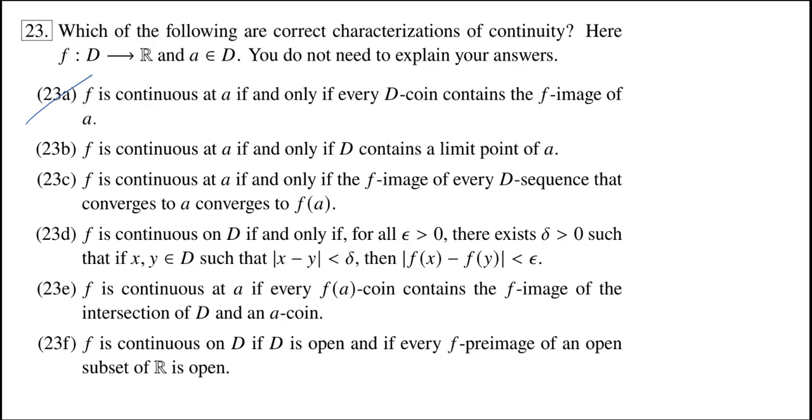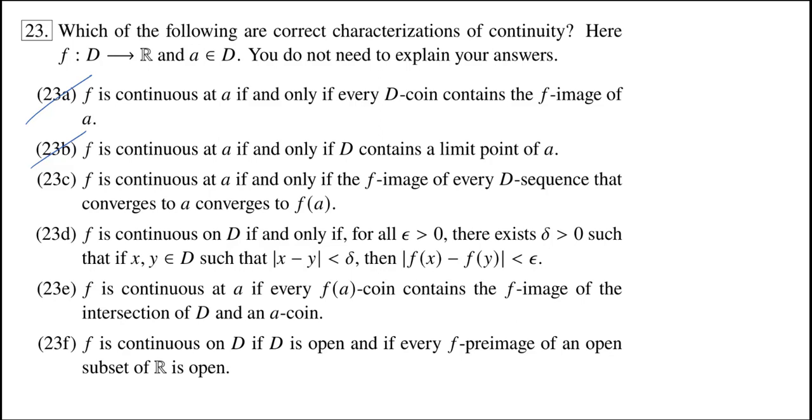Okay, part B here. So f is continuous at a if and only if D contains a limit point of a. Well, that's not enough for continuity. In fact, you notice this second half has nothing to do with the function f, right? So a could be a limit point of D. But even if it contains a limit point of a... I mean, a is not a sequence. A is not a set. Like, this doesn't mean anything. This is silly.